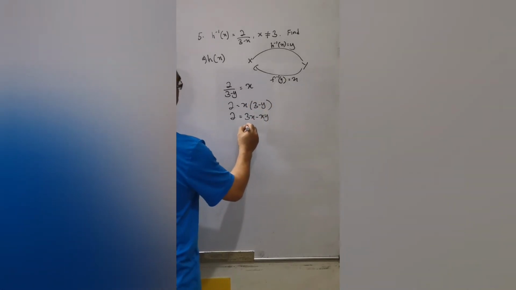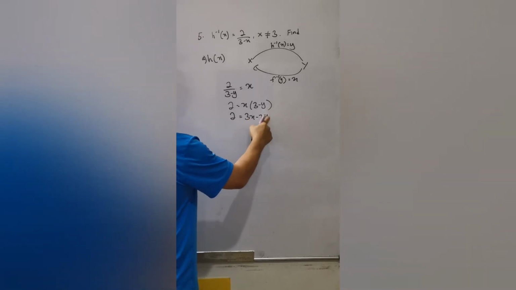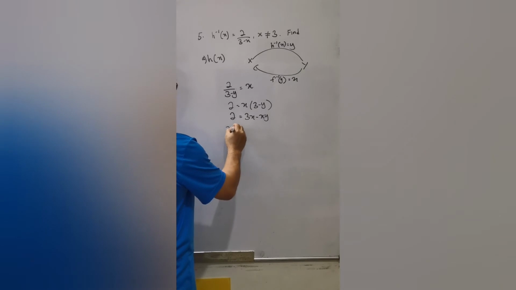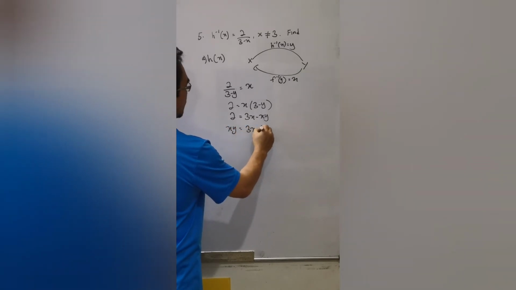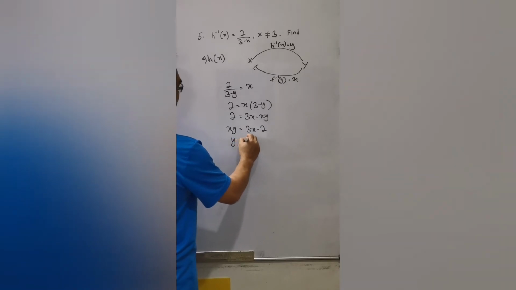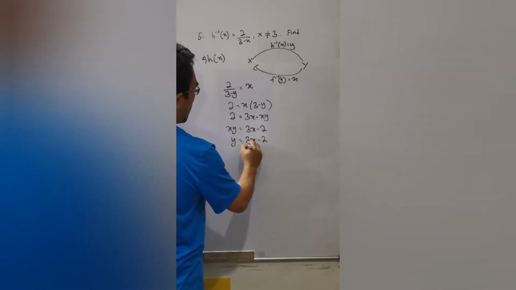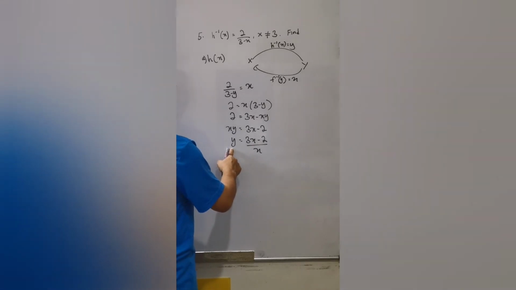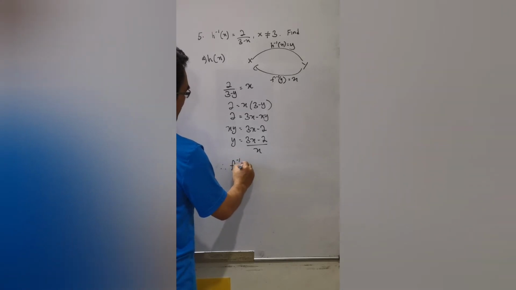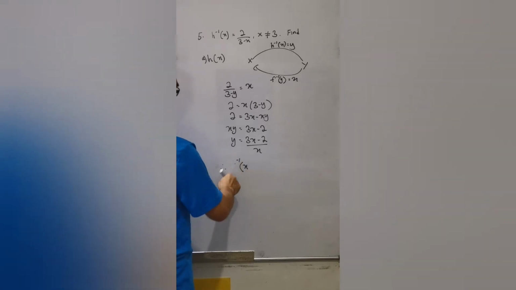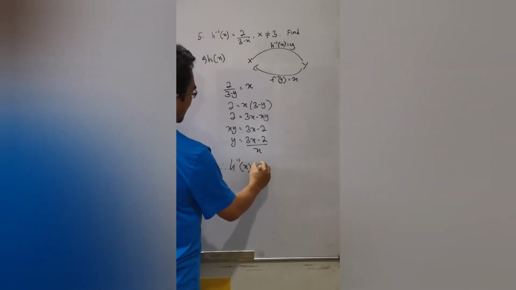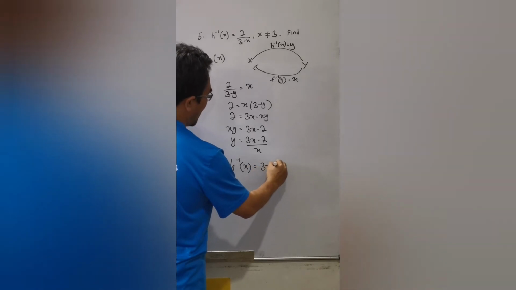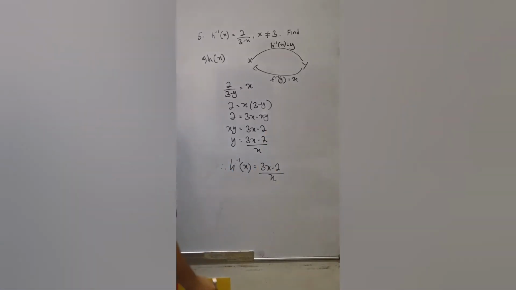And factorize y. Oh no, no need, there's only one y here. So I just move xy here. 3x minus 2. So y is 3x minus 2 over x. As simple as that, you just write down the inverse of h is 3x minus 2 over x. Okay, so that's for A.